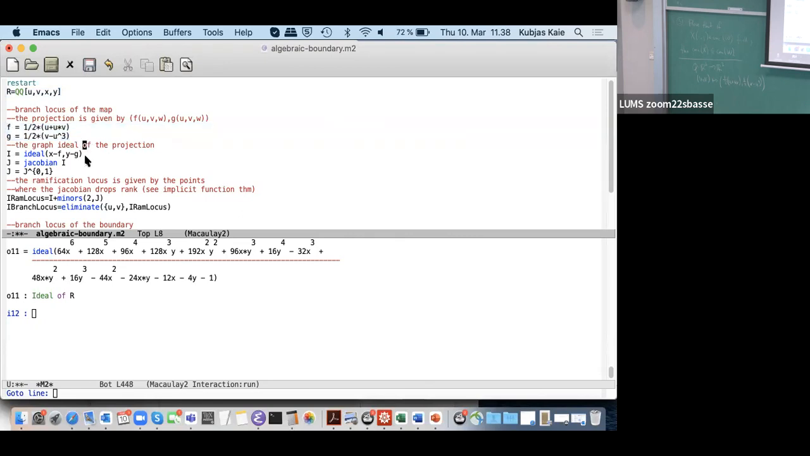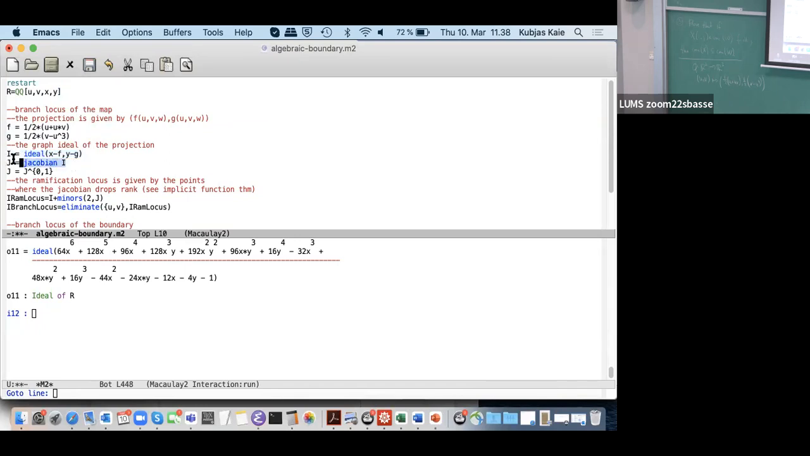And then we define the parametrization ideal. What the parametrization ideal means is, we recall x and y were the coordinates in the image space, and x will be equal to what's given by the polynomial f, and y is given by what's given by polynomial g. So this is the parametrization ideal. This is something that comes up quite a lot in computational algebraic geometry.